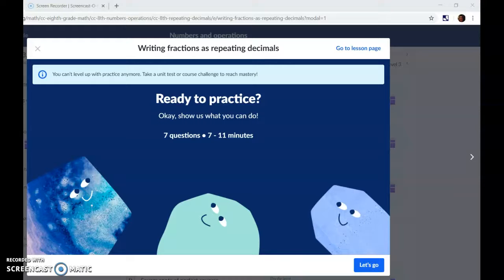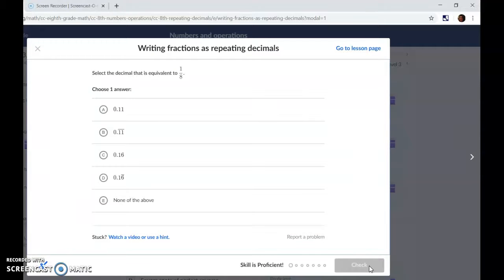Hey you guys, today I'm going to go over writing fractions as repeating decimals. So the first one here, select the decimal that is equivalent to 1/8.